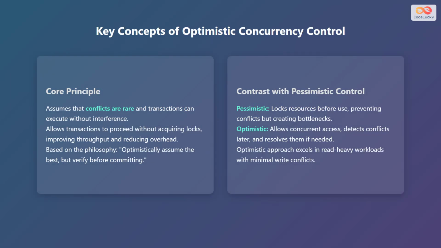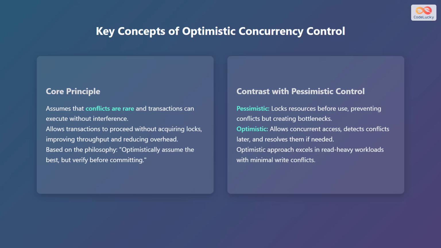Now, let's explore the key concepts of optimistic concurrency control. The core principle assumes that conflicts between transactions are rare, and transactions can execute without interference. This approach allows transactions to proceed without acquiring locks, which improves throughput and reduces overhead. It's based on the philosophy: optimistically assume the best, but verify before committing.